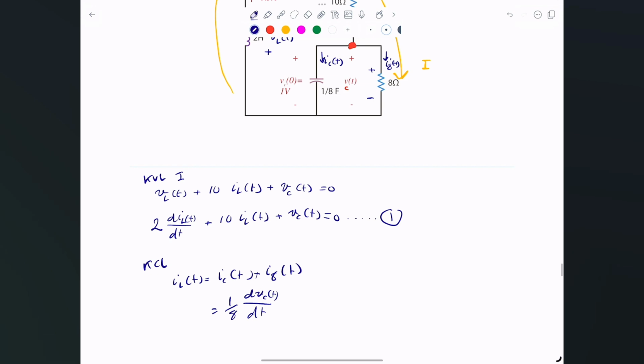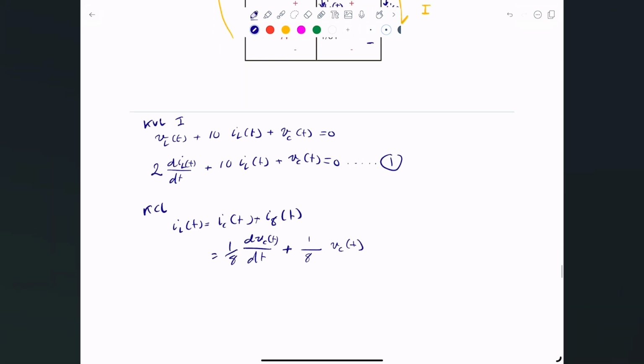Okay, what about the I8 of t? Can I write it in terms of VC of t? Yes, we can. I know the voltage across the resistor is VC of t, so I can simply say that it is 1 divided by 8 VC of t. Okay, that's actually convenient. So IL of t, I'm just going to call it 2.